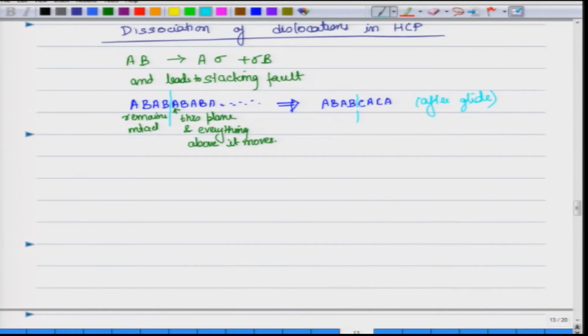So, everything above this, this is the extra half plane region, everything on this side will change its position, and this is only happening when we are talking about the formation of partial dislocations. So, the A layer has become C and the B layer has become A after glide and formation of partial dislocation.